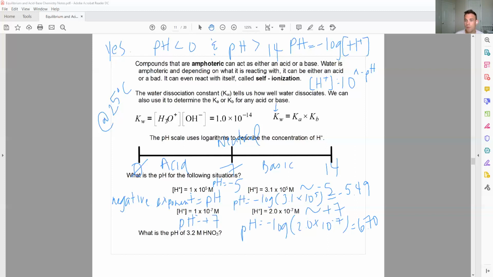Unit-wise, no units for pH. Okay, no units for pH.